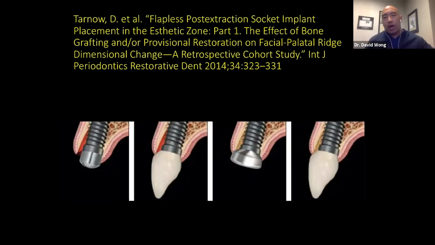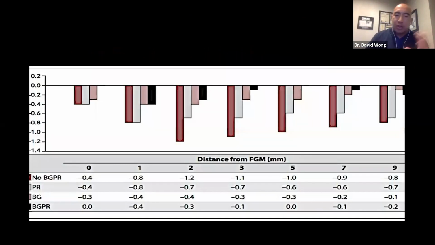As we go from left to right, we either started with just a traditional healing cap. We have a provisional for group number 2. Group number 3 got a bone graft plus a wide healing cap, and group number 4 got a bone graft plus a provisional. And what you're going to notice, I'm going to summarize this because I don't have a whole lot of time.